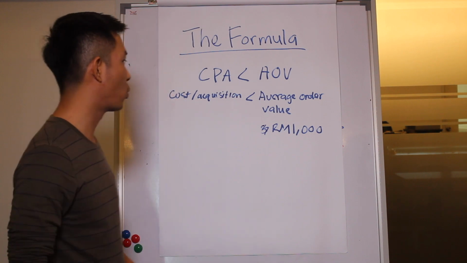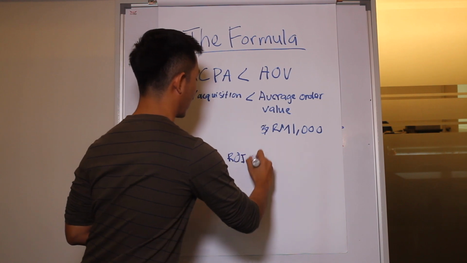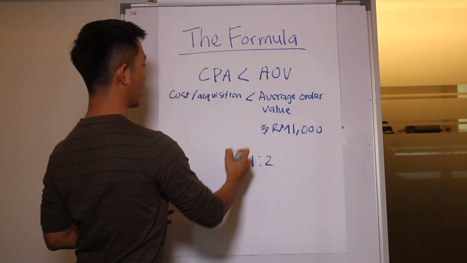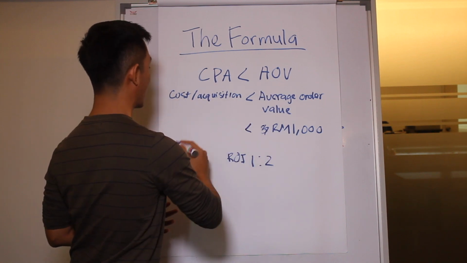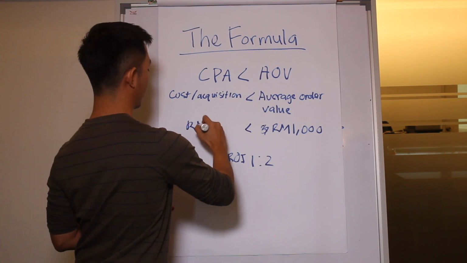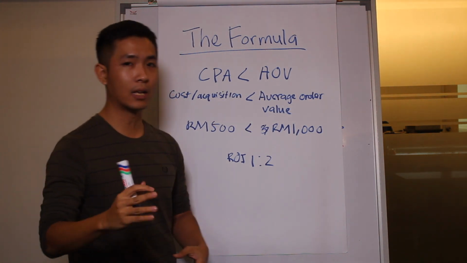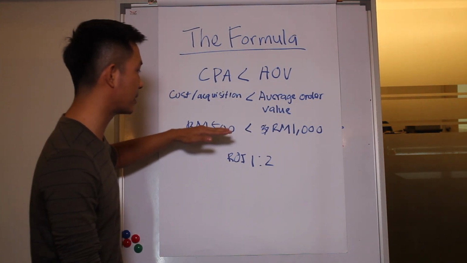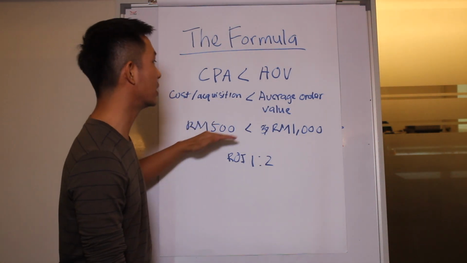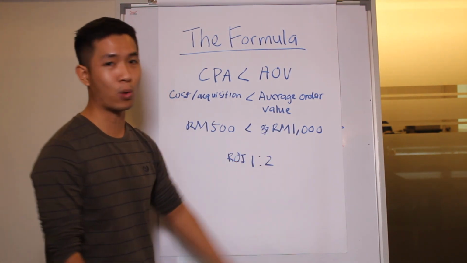Alright? So let's say you want an ROI of 1 to 2. That means a 2x ROI. That means you want your cost per acquisition to be RM 500. This is the maximum number you can use for your CPA in order to get 1,000, and then you will get an ROI of 1 to 2.